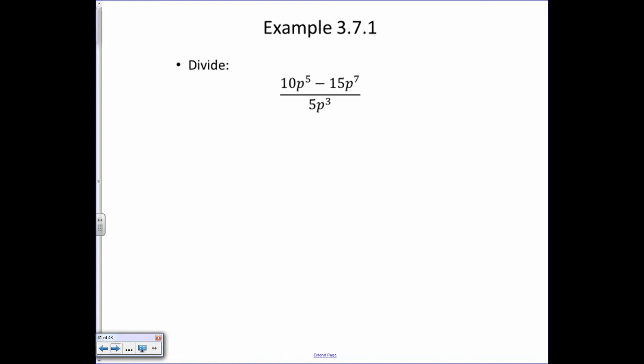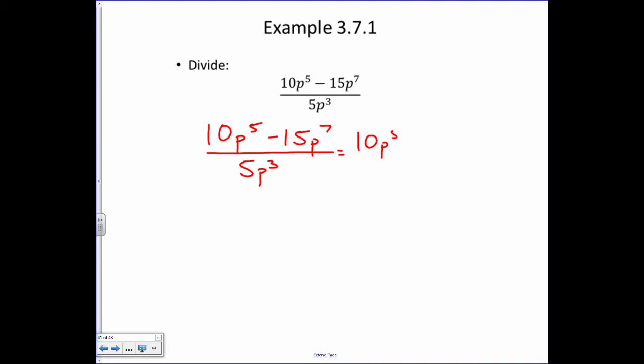We've got 10p to the 5th minus 15p to the 7th divided by 5p cubed. And so we're just going to rewrite this with each term in the numerator divided by the denominator. So 10p to the 5th divided by 5p cubed minus 15p to the 7th divided by 5p cubed. And now 10 divided by 5, that's just going to give you 2. P to the 5th divided by p cubed.